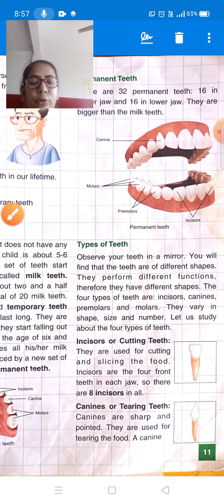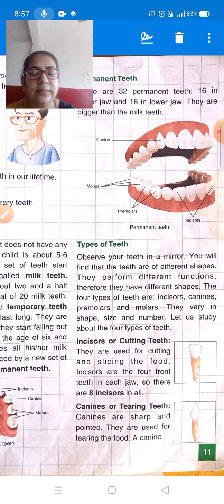Canines are sharp and pointed. They are used for tearing the food, and incisors are used for cutting and slicing the food, right? Like this. And canines are used for tearing the food. For example, when a person eats non-veg, then to tear that piece of non-veg, we use canine teeth, right?